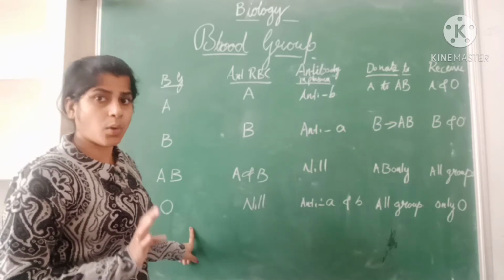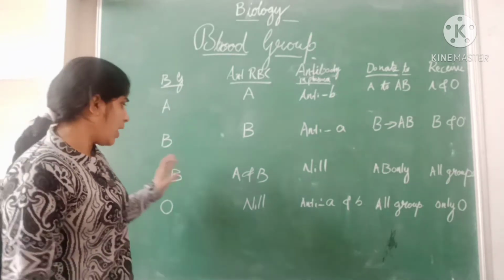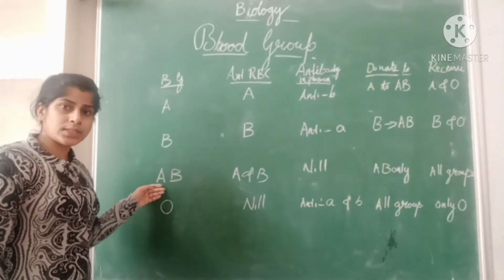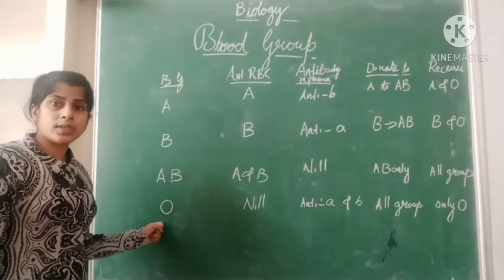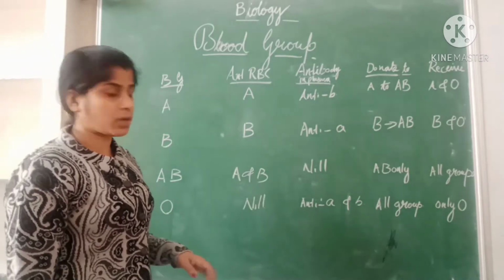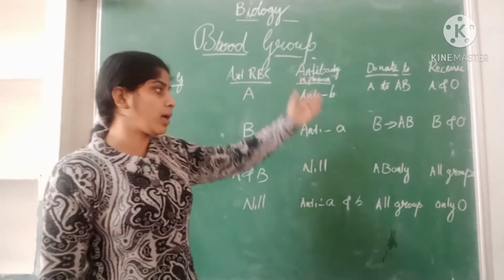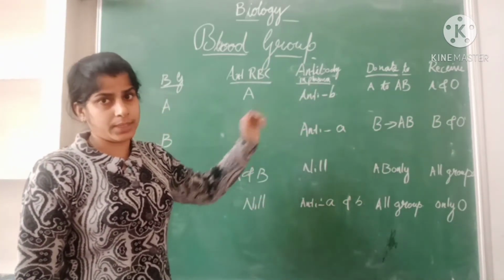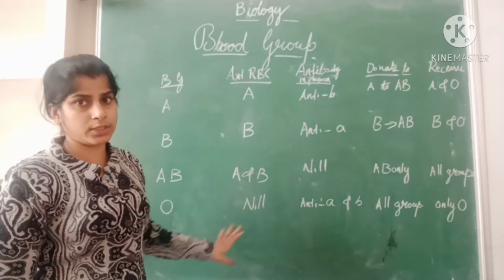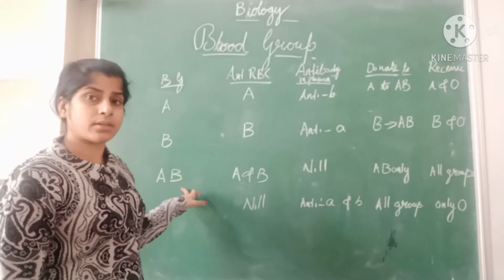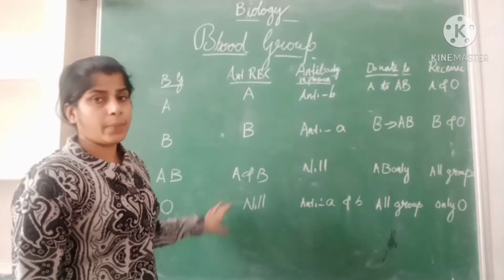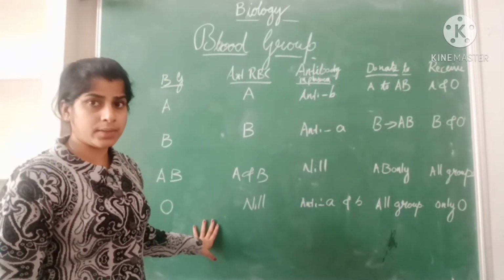Clear? So AB is called the universal receiver, and the O group is called the universal donor, because the O group can donate to all other three blood groups, and AB can receive all other three blood groups. Is it clear? Yes.